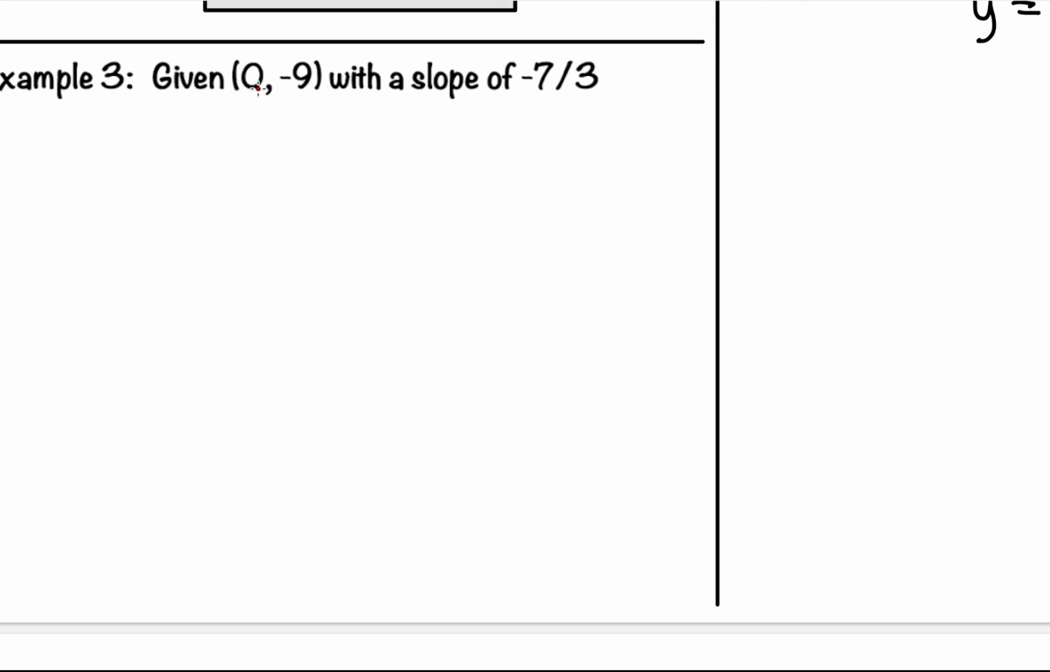Now, this equation can quickly be written into slope-intercept form. 0, negative 9 is the y-intercept already. Okay, but what we're going to do is we're going to go ahead and just put it into point-slope form. Once we take this, because this equation can just simply be rewritten as y equals negative 7/3 x minus 9. Okay, whatever the values are, that's what we would keep.